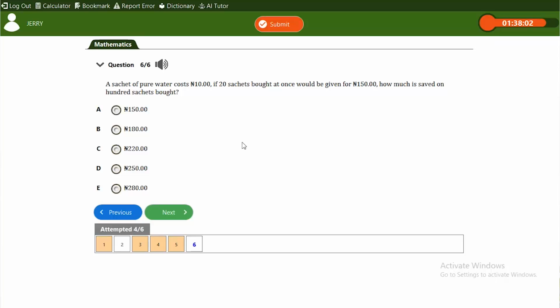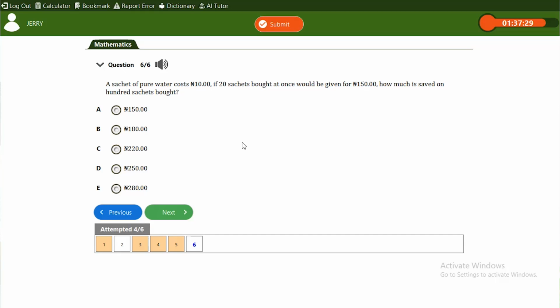Okay, let's look at this one. A sachet of pure water costs 10 naira. That is, one sachet of pure water costs 10 naira. If 20 sachets bought at once would be given for 150 naira, how much is saved on 100 sachets of pure water? So let's look at that question critically. Let's analyze what it's talking about.